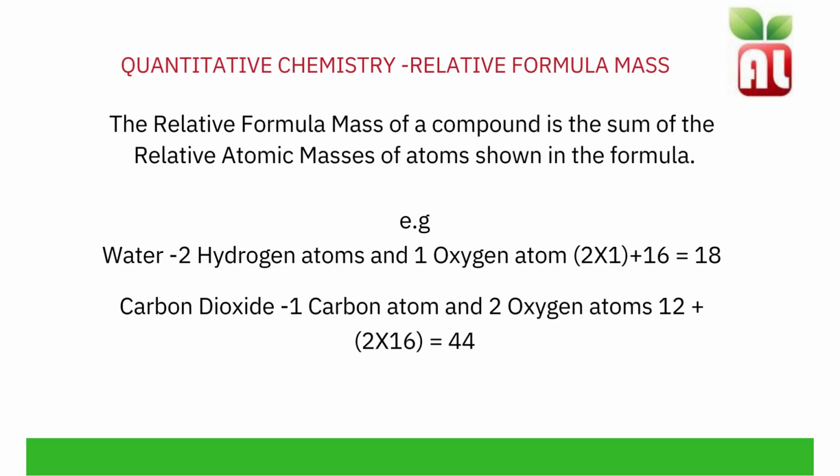Another example being carbon dioxide. Carbon dioxide has the formula CO2, meaning 1 carbon atom and 2 oxygen atoms form carbon dioxide. Each carbon atom has a relative atomic mass of 12 and each oxygen atom has a relative atomic mass of 16. Therefore, 12 plus 2 lots of 16 give a total relative formula mass of 44.